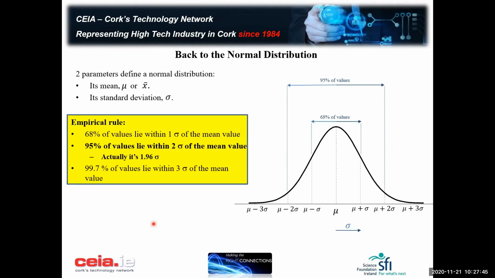Right. So let's go back to the normal distribution now, because that is probably the most important thing in the course. And look at it in more detail. Every normal distribution is defined by two values. Its mean, generally called mu, but sometimes it's called x bar. And the standard deviation, which is represented by sigma.